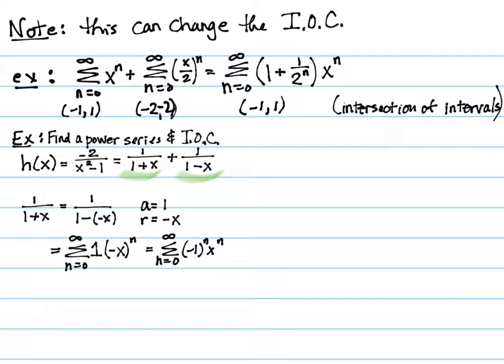Okay, the other one that we have is 1 over 1 minus x, which we've already looked at before. We don't have to do a whole lot for that one. It's a summation from n equals 0 to infinity, and it's just of x to the n, right?